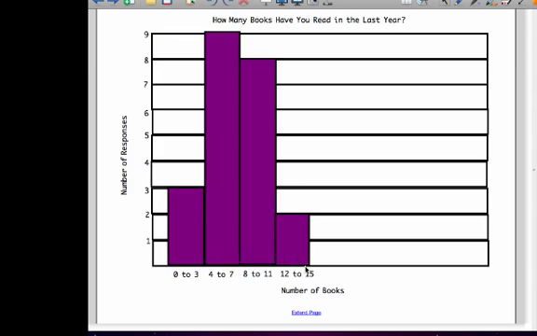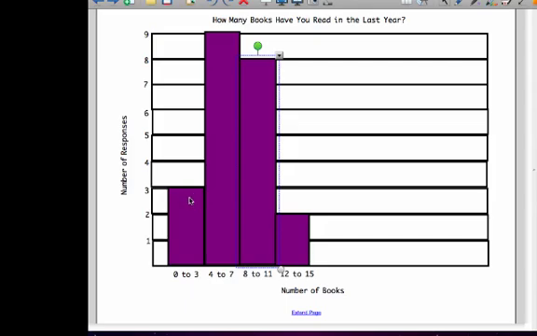We also don't know the range because is 15 the highest number? Is 14 the highest number? Is 13? We don't know. You take the greatest number and subtract the smallest number, but we don't know what the greatest number is. We also don't know what the smallest number is. These 3 people that read 0 to 3 books, we don't know if they read 0 books, 3 books, or somewhere in between there. So a histogram can give us just a broad picture.